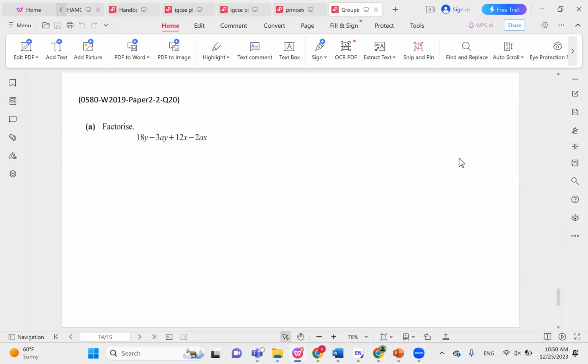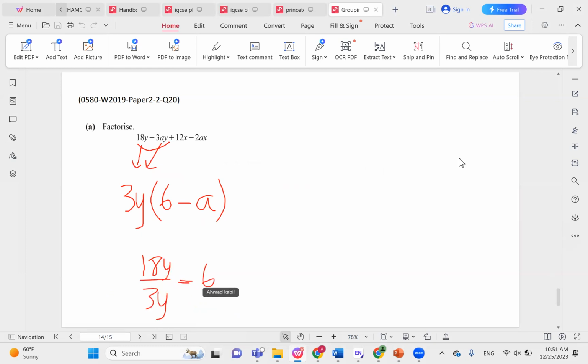18y minus 3ay plus 12x minus 2ax. Let's try to take a common factor out of the first two. Of course, you can take 3y here as a common factor, and you're left with 6 minus a. If you're unsure how I got this, you can just divide each term by the common factor. So 18y over 3y equals 6, because the y's cancel out, and 18 divided by 3 is 6, then negative 3ay divided by 3y gives you negative a.